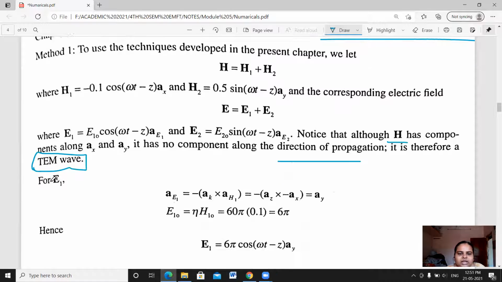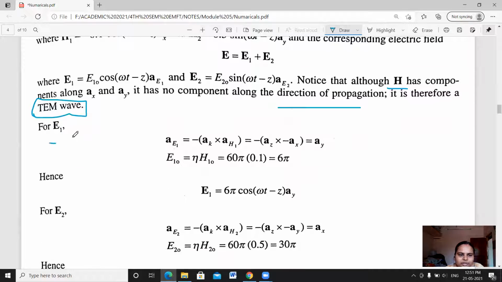We have already come across this. For the electric field, the first part, E1, aE1 is going to be minus aK cross aH1. That is nothing but minus aZ cross minus aX, which gives the direction aY. Therefore, E10 is going to be equal to η times H10, that is 60π times 0.1. If you calculate this, you will get 6π. Therefore, the E1 equation is going to be 6π cos(ωt − z) in the y direction.